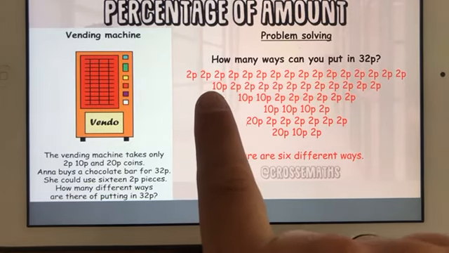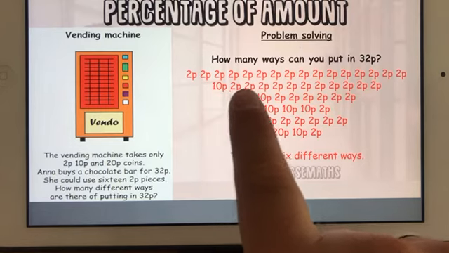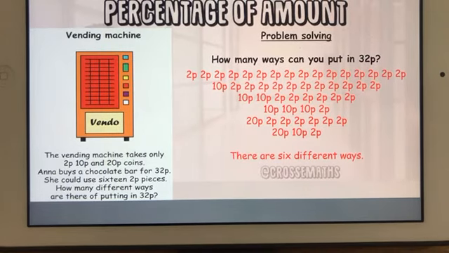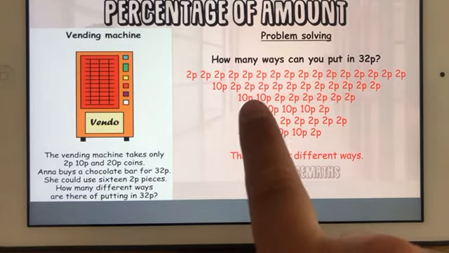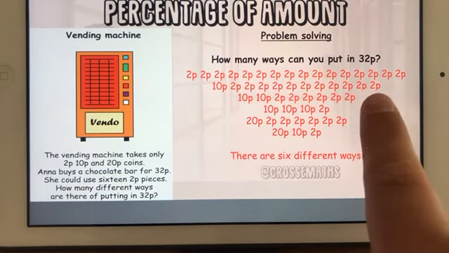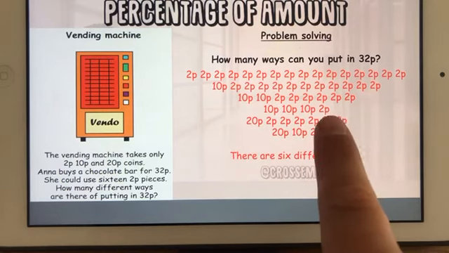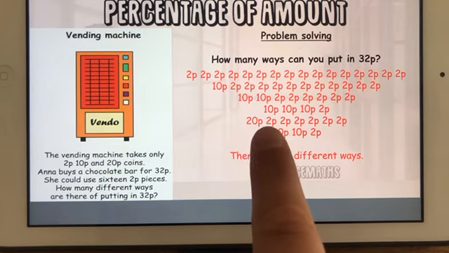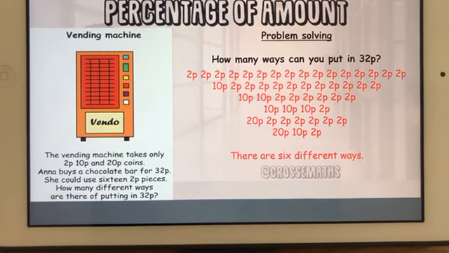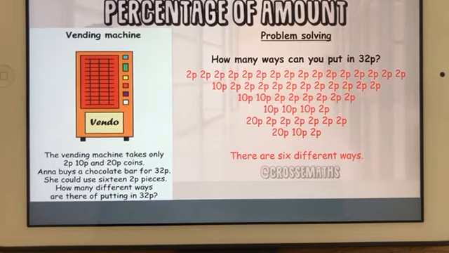Next, the one I thought of is to do 1 10p, and then I think it's 11 2p's, then 2 10p's and the rest 2p's, then 3 10p's and 1 2p. You could have a 20p and all 2p's, or you could have a 20p, a 10p, and a 2p. Altogether, six different ways. So it's testing your ability to be methodical.